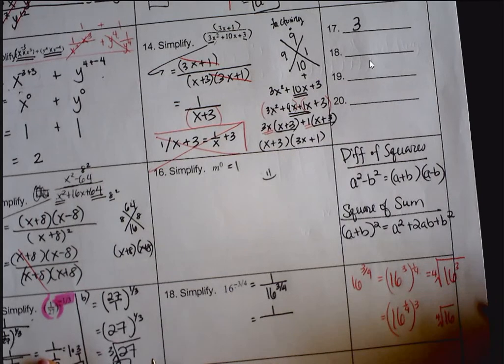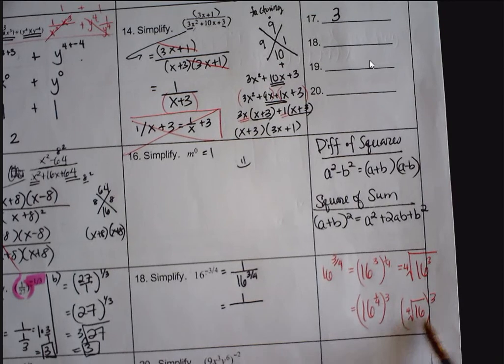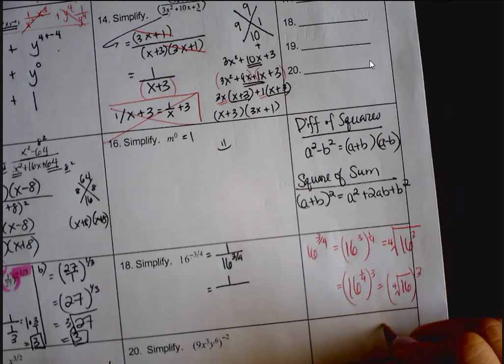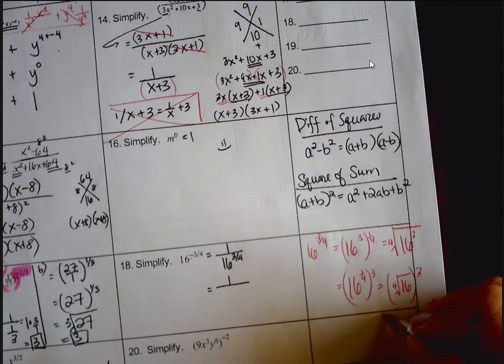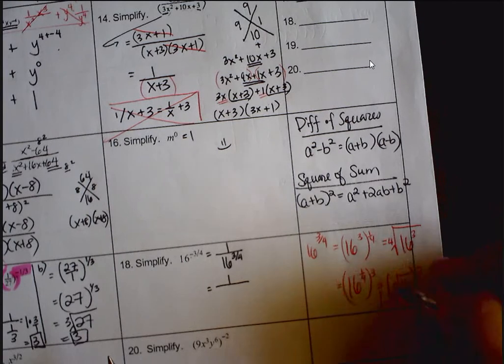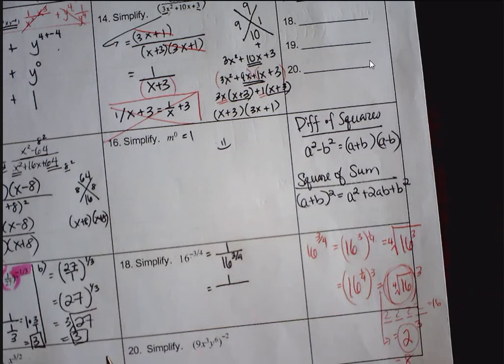Also, because we should know that the 4th root of 16, what number do you have to multiply by itself 1, 2, 3, 4 times to get 16? 2, right? 2 times 2 times 2 times 2 is 16. So the 4th root of 16 is 2. And then we cube 2 to get 8. Okay? So I'm going to say this is 16 to the 4th root, all of that cubed. And the 4th root of 16 is 2, and 2 cubed is 8. So my answer is 1 over 8.